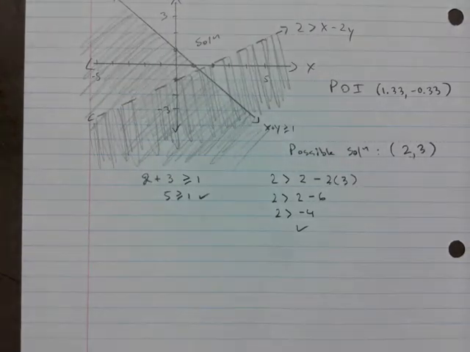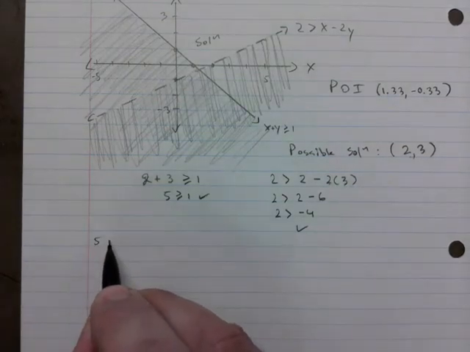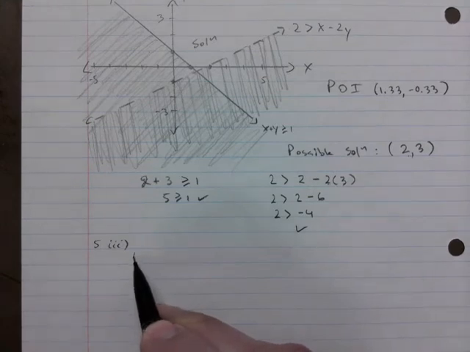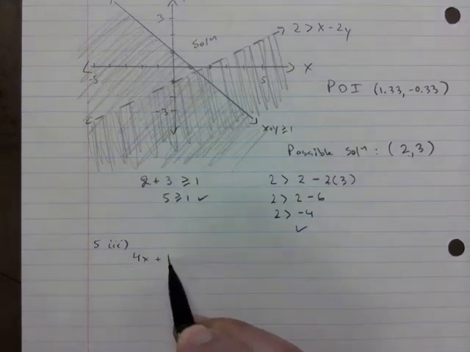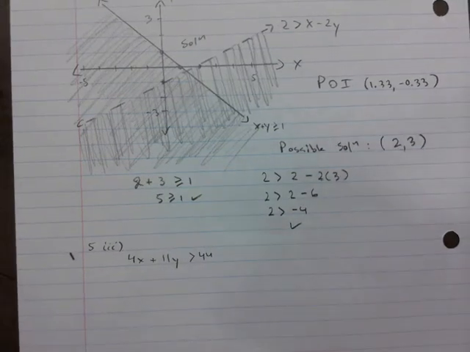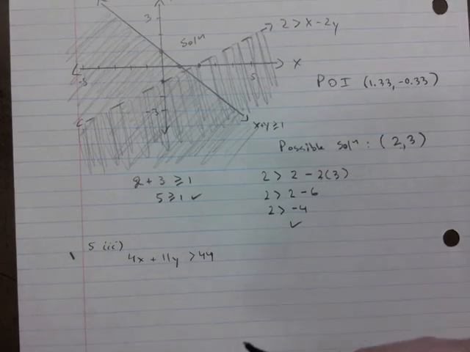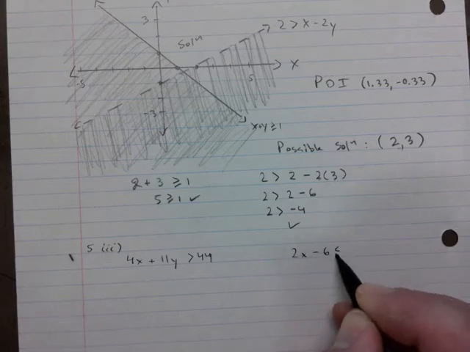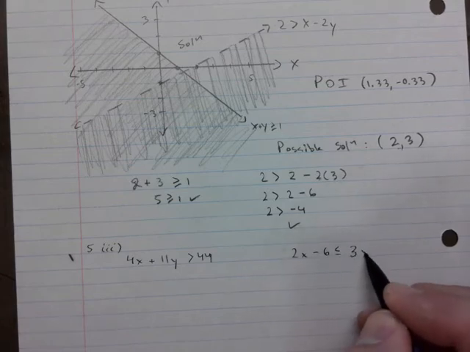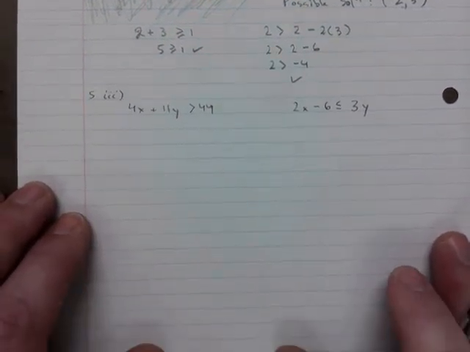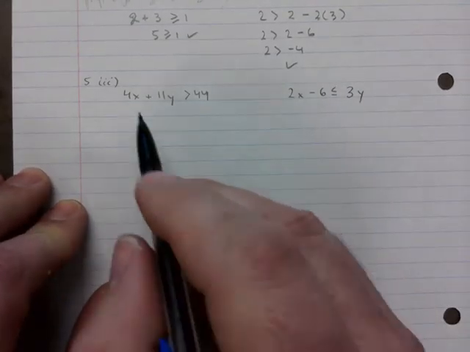All right, problem III, that is. Let's write them down here. This one will be interesting. Or not, we'll see. 2x minus 6 is less than or equal to 3y. Okay, this one is how I want it.